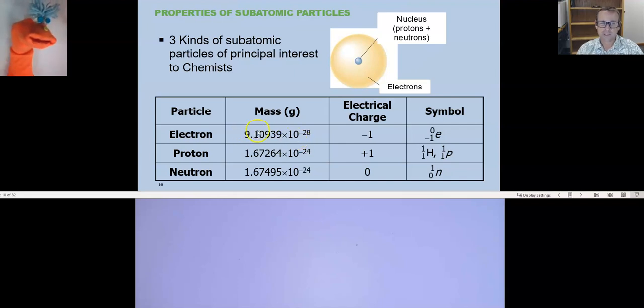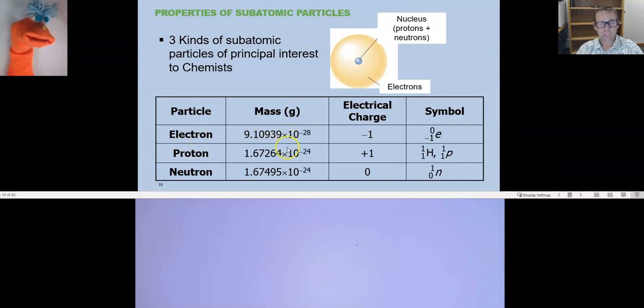Okay, so look at this. This is scientific notation, right? It's saying 9.1 times 10 to the minus 28. Now, do you remember what that means? Not really. It means that the 28 is how many times you move the decimal point, and the negative sign here means to the left. So this is 0.00000, 27 zeros, and then 910,939 grams for every electron.